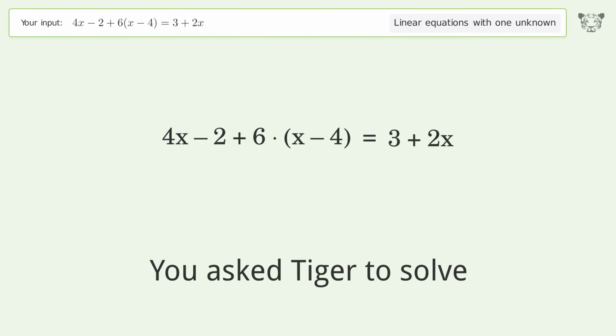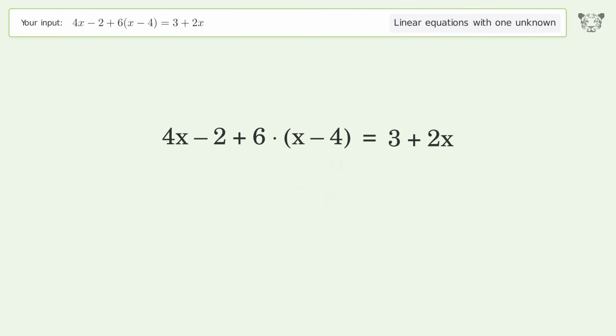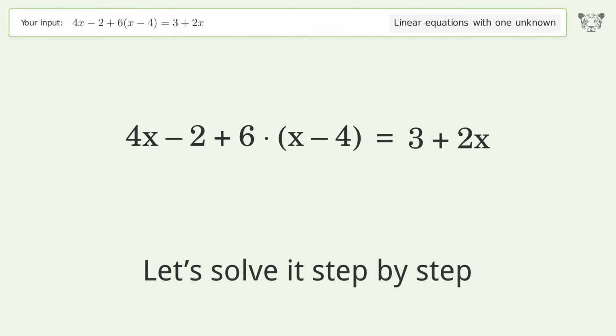You ask Tiger to solve this. It deals with linear equations with one unknown. The final result is x equals 29/8. Let's solve it step by step.